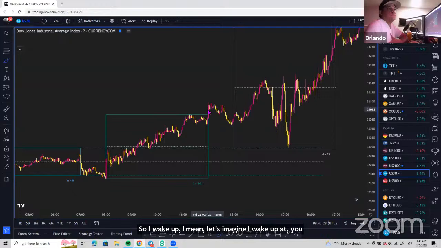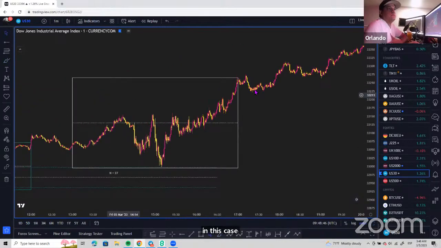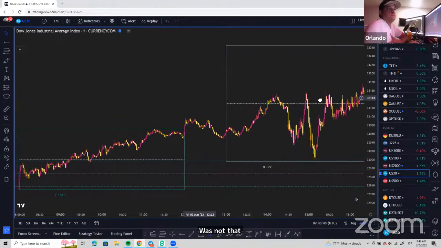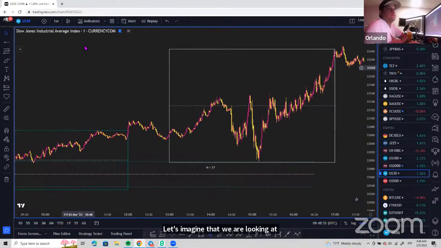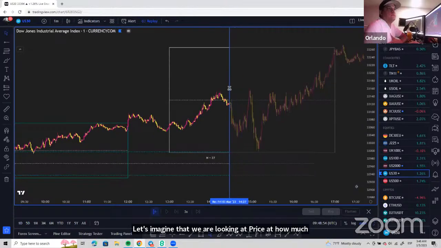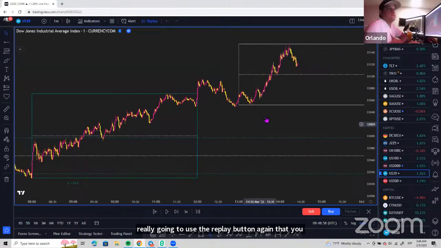And I see this. So where am I going to try to buy, or where is the true level that I should look for buys? In this case, it was not that clear, but it's the same thing. Let's imagine that we are looking at price. I'm actually going to use the replay button again.